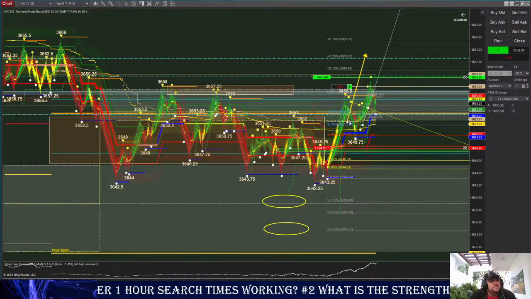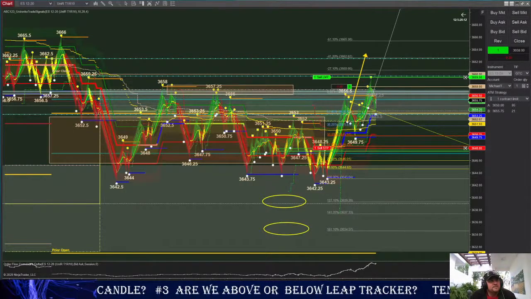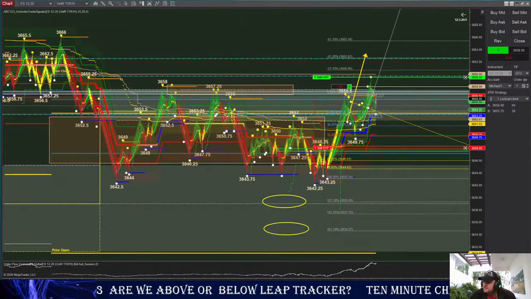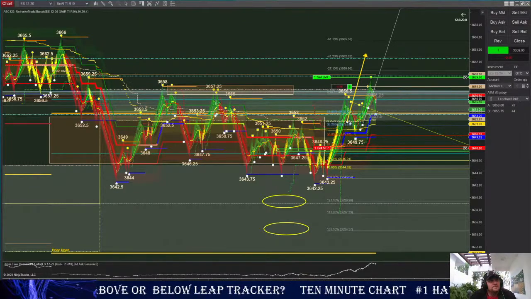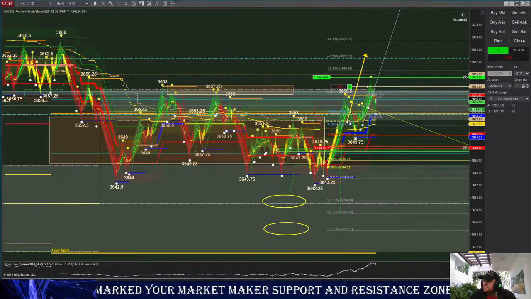What's the time? 11. I usually shut down by now. Delta 10,300. Still holding. 4 more minutes to the top of the hour. Love to see it just go right to the top of the hour there. See how she goes from there.